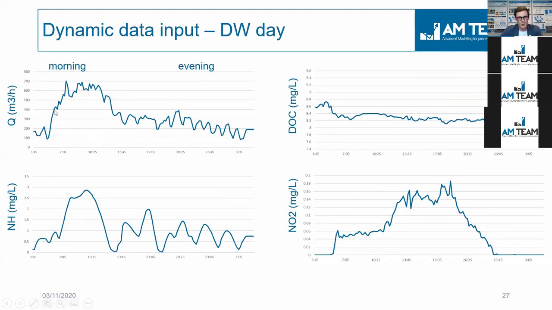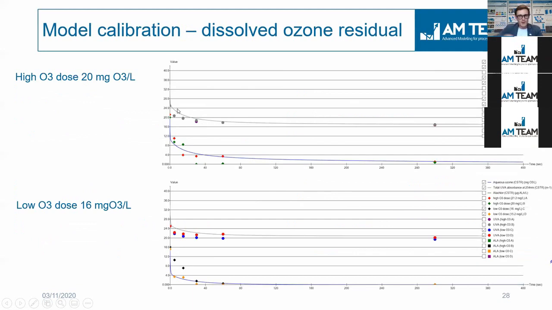Of course, we did some longer data collection, but this is just one day, 3 a.m. to 3 p.m. You see the flow increasing in the morning. These are the typical patterns observed in wastewater treatment plants. On the other hand, if we look at the lab calibration, this is some of the data.